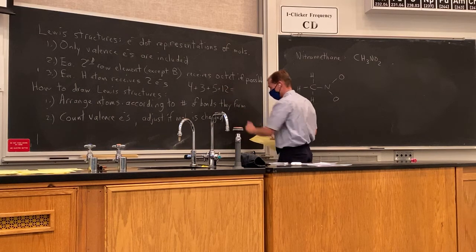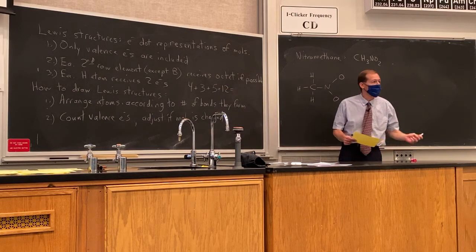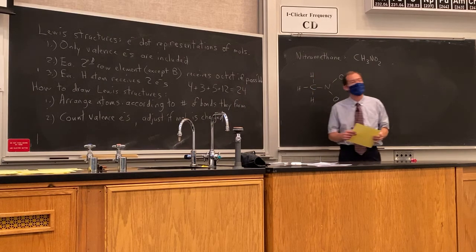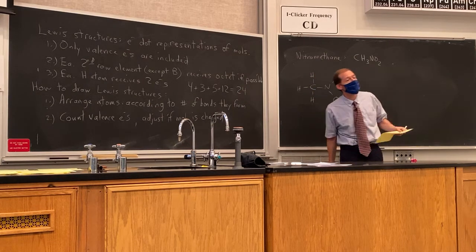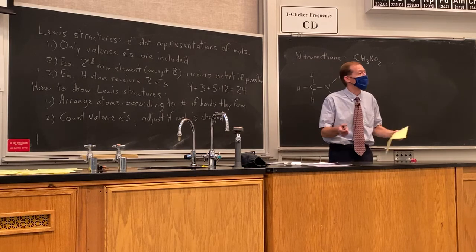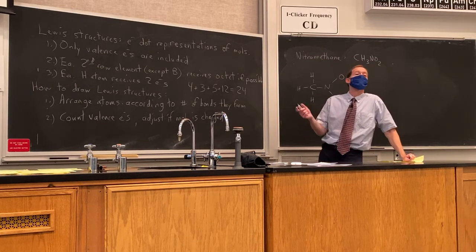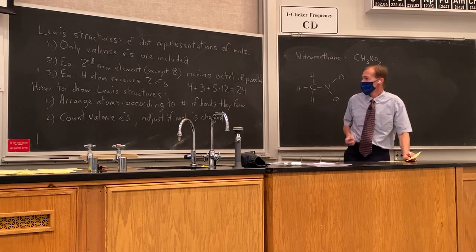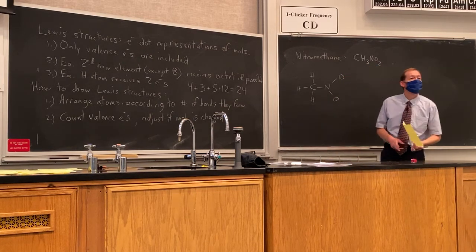Okay. So when we add up these numbers, we find that there are 24 valence electrons in nitromethane. Nitromethane is a neutral molecule, so we do not have to add or subtract any electrons for a charge. Okay? Any questions about step 2?